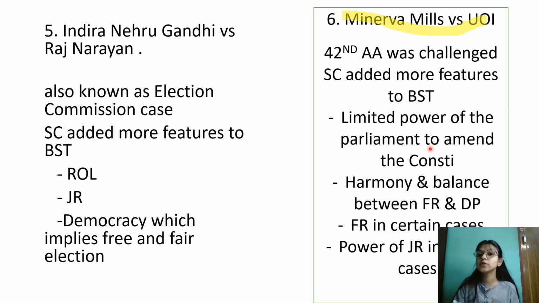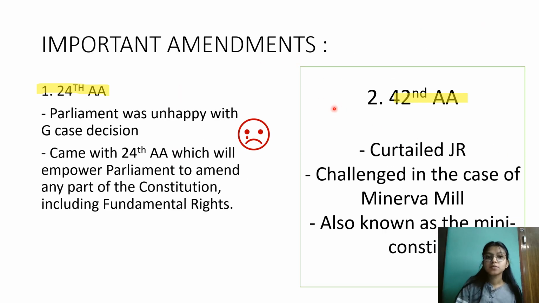It is the limited power of the Parliament to amend the Constitution, harmony and balance between fundamental rights and directive principles, fundamental rights in certain cases, and power of judicial review in certain cases. So these are the important case laws relating to the basic structure theory. Then we have important amendments. It is the 24th Amendment Act and the 42nd Amendment Act, which have a link to the basic structure theory.